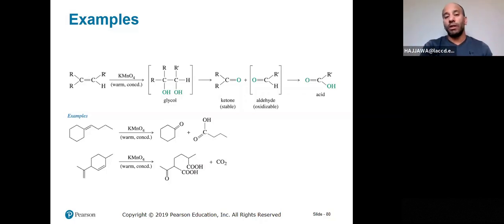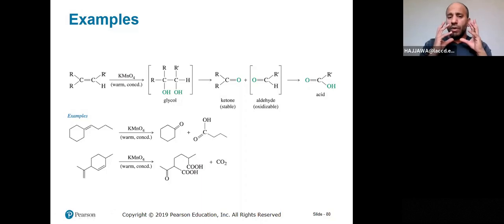So think of it this way: the C double bond C is going to be broken and oxidized. So the C double bond C is going to end up making 2 C double bond O. So this side will end up making the acid due to the fact that there is a hydrogen there, and the aldehyde is known to be further oxidized to the corresponding carboxylic acid. And if I make the ketone, it will stop at the ketone step.